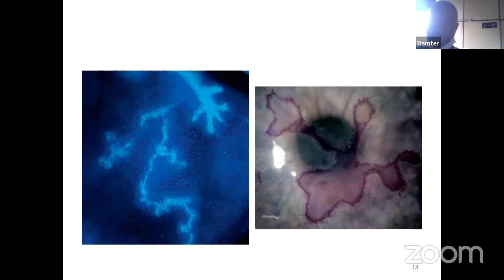So this is a picture that shows the dendritic ulcer on the cornea. The first one is an ulcer that takes up the fluorescein dye, and it's more at the base of the ulcer, and these are the knobs that I earlier mentioned.